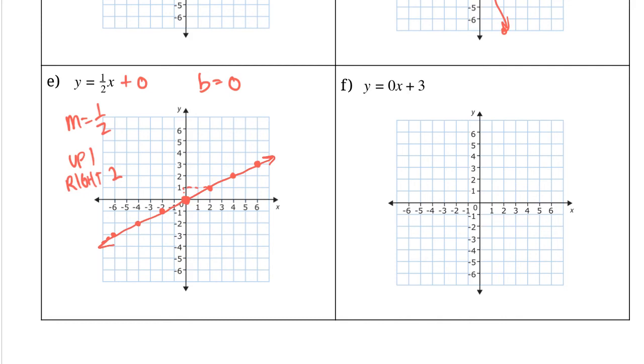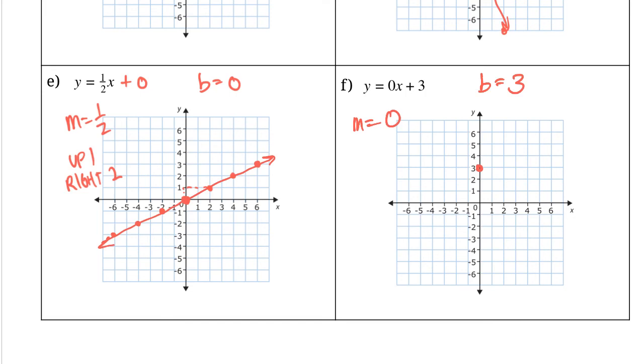All right. Last problem. Now this one says 0x plus 3. So right away we know our b again is 3, right? Our y-intercept is 3. So that's not a problem. But it's saying our slope is 0, right? Our m is 0. What do we do about that? What does a 0 slope mean?